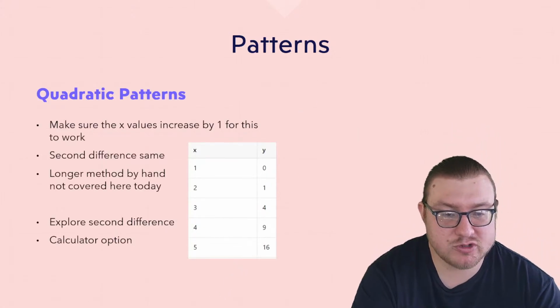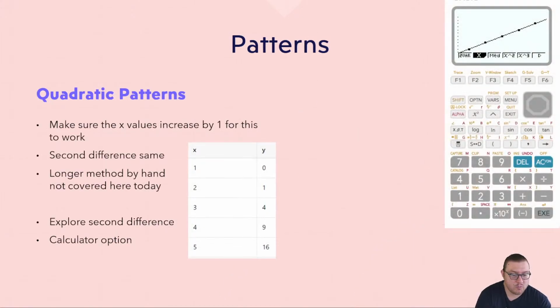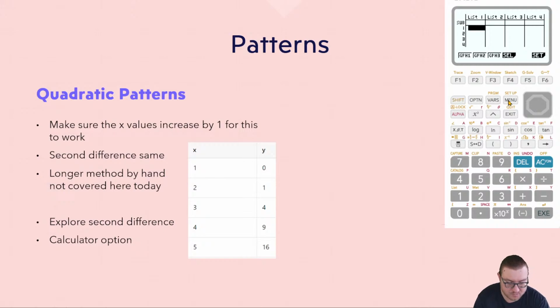So if we now go to our calculator, what we can do is put the numbers in again. I just quickly need to delete these. There we go. And our numbers should be 0, 1, 2, 3, 4, 5. And that should be 0, 1, 4, 9, 16, 25. So if we again press go back, graph, we want to go and graph this.